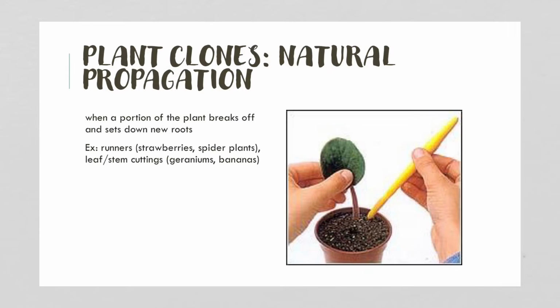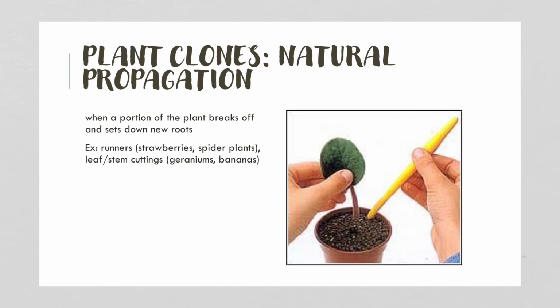So plant clones: we can clone them naturally through natural propagation. That's when a portion of the plant breaks off and sets down new roots. Lots of plants can do this, and you can actually reproduce plants in this manner. Strawberries that put out runners, like I said before, you can sever that connection and then have a new strawberry plant. Spider plants do this too. They have little spider plant babies. They have a little runner that comes across, and then a tiny little plantlet is there with little roots.